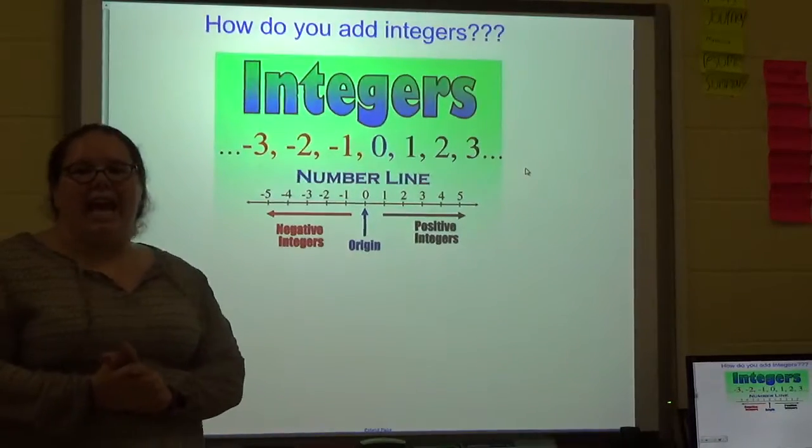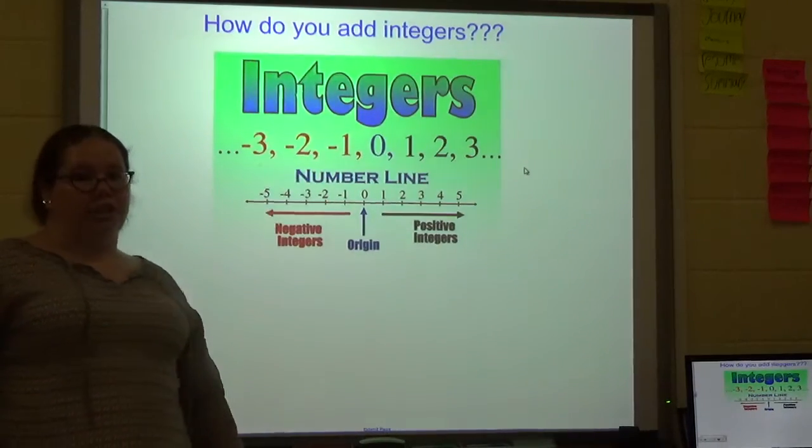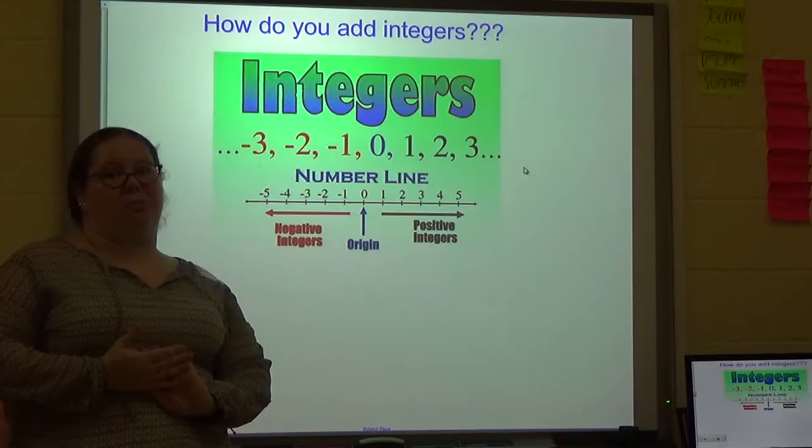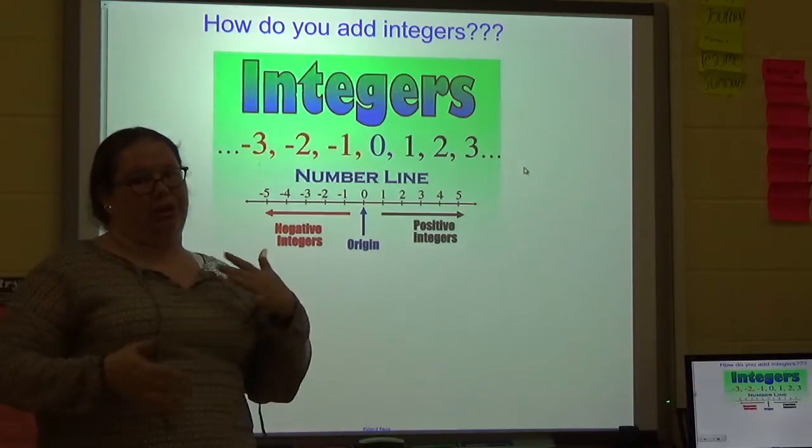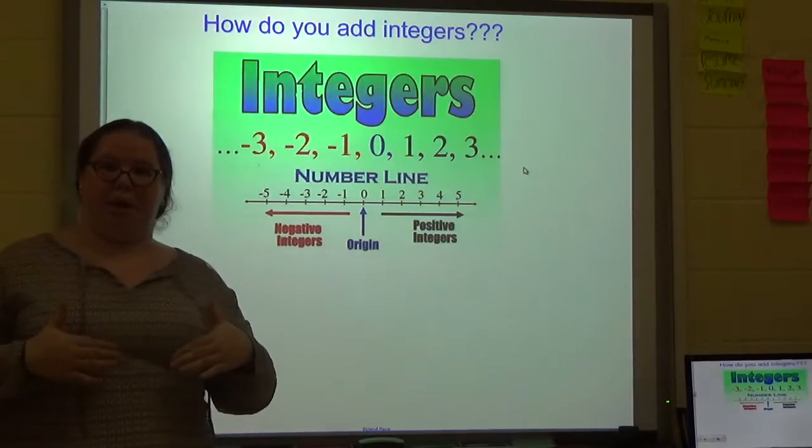Everyone. Today we are going to talk about adding integers. Remember, integers are positive and negative whole numbers, so pretty much dealing with negatives and positives.